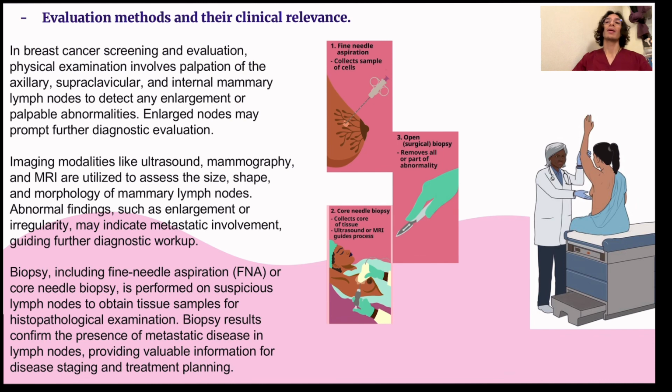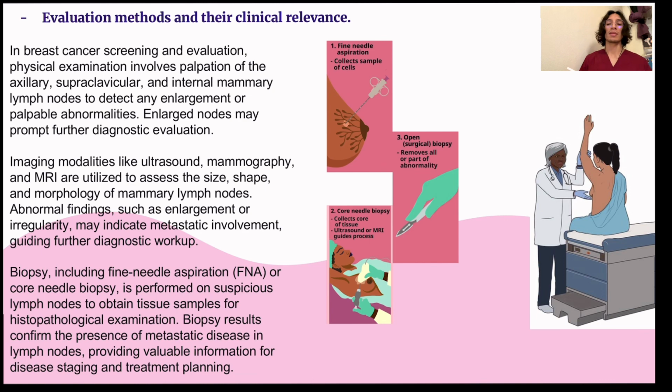Evaluation methods and their clinical relevance. In breast cancer screening and evaluation, physical examination involves palpation of the axillary, supraclavicular, and internal mammary lymph nodes to detect any enlargement or palpable abnormalities. Enlarged nodes may prompt further diagnostic evaluation. Imaging modalities like ultrasound, mammography, and MRI are utilized to assess the size, shape, and morphology of mammary lymph nodes.